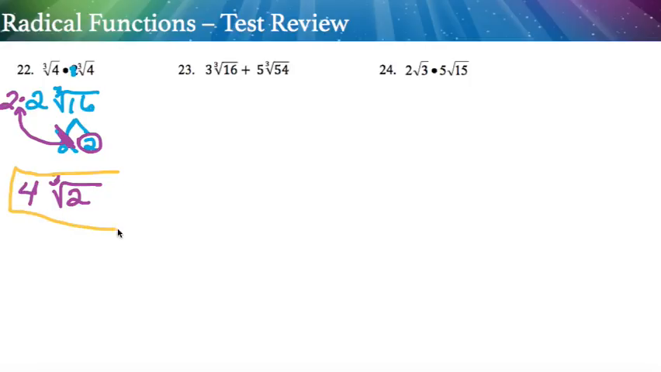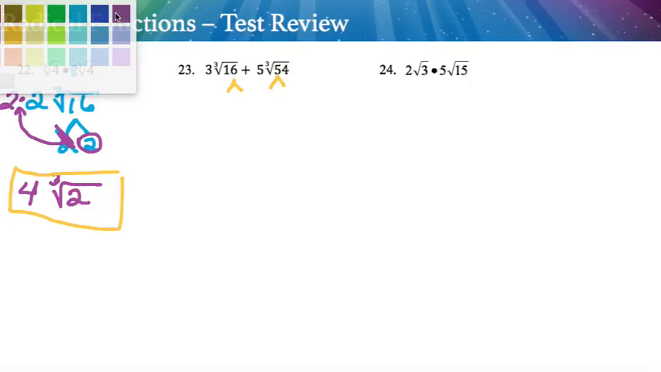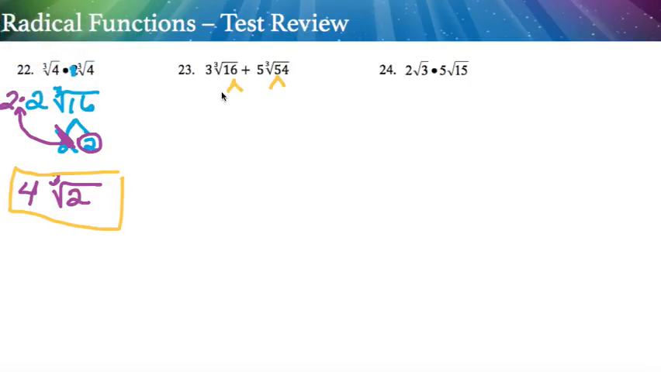All right. Okay, so let's do number 23. Now again, I'm going to break the 16 and the 54 down because I cannot add them. They are not like terms. So this is going to go 8 and 2 again because the cube root of 8 is 2. And for the 54, I'm going to use 27 and 2.